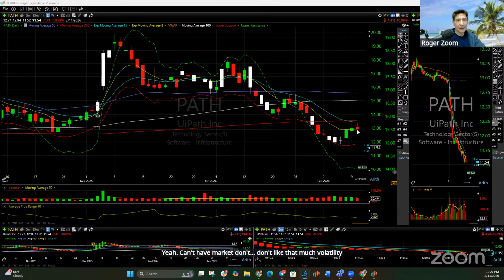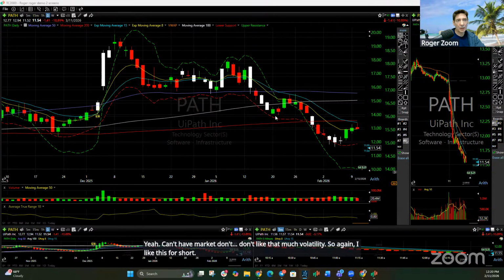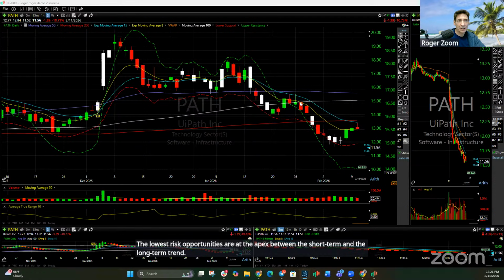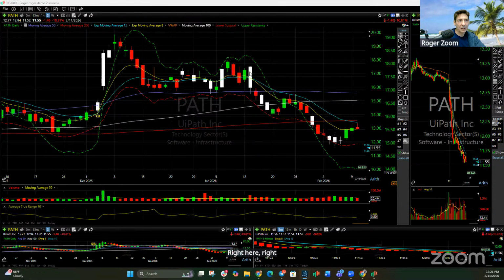So again, I like this for a short-term trend. Short-term trends revolve in the direction of the long-term trend. The lowest risk opportunities are at the apex between the short-term and the long-term trend. Right here, right here, right here, and right there. Okay. Let's continue.